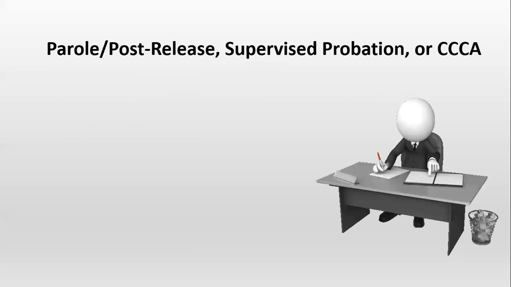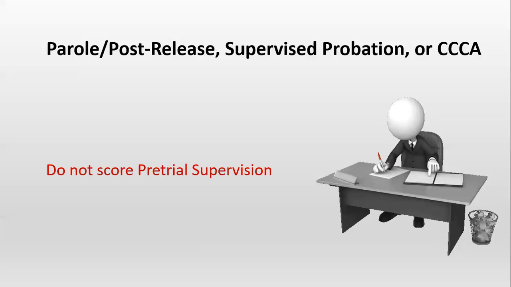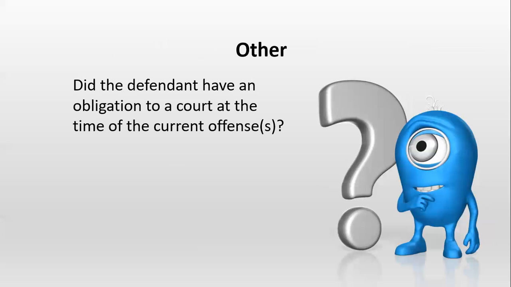The second type of legal restraint is parole, post-release supervised probation, or CCCA. Points are assigned here if at the time of any offense in the sentencing event, the defendant was on parole, post-release supervision, supervised probation, or local probation under the Comprehensive Community Corrections Act. What is not scored for this type of legal restraint is pretrial supervision. Pretrial supervision is actually scored under the third type of legal restraint, and that is other.